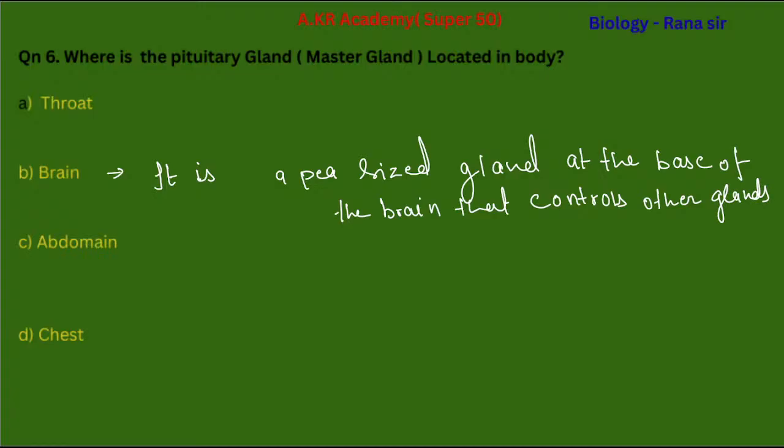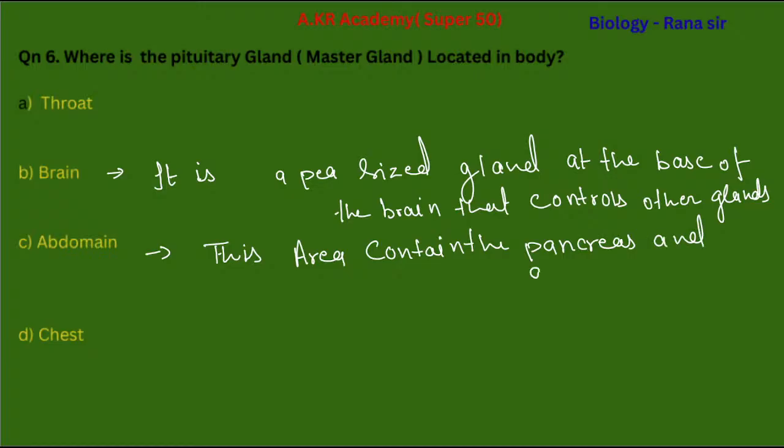The pituitary gland is a master gland. You know that. Abdomen. This area contains the pancreas and adrenal glands.